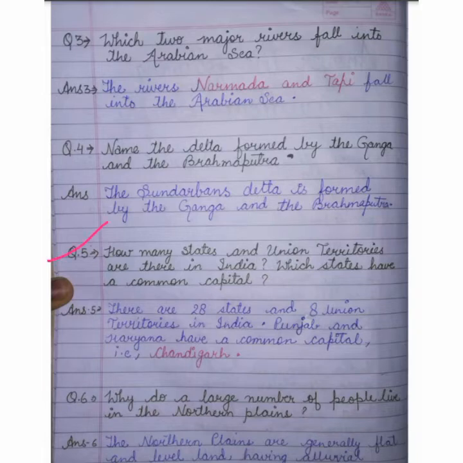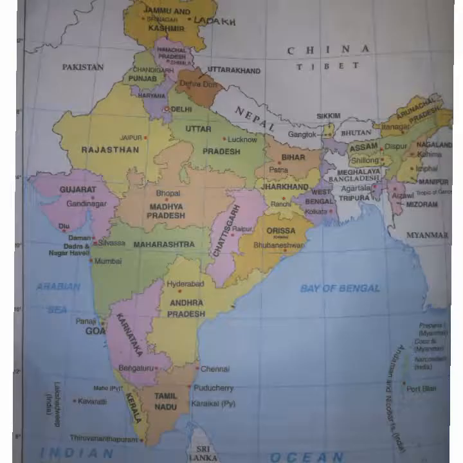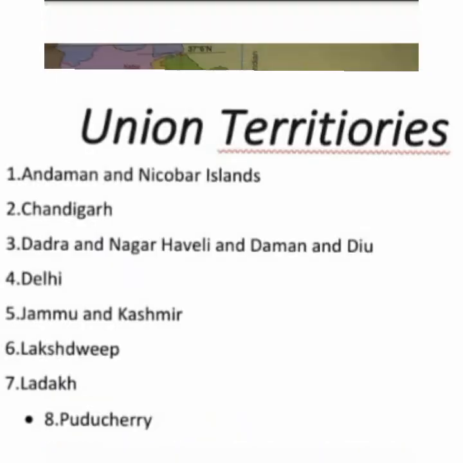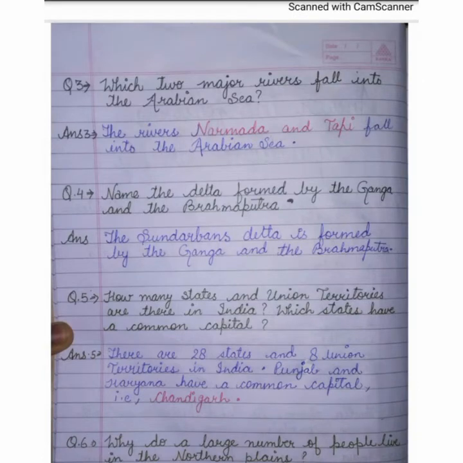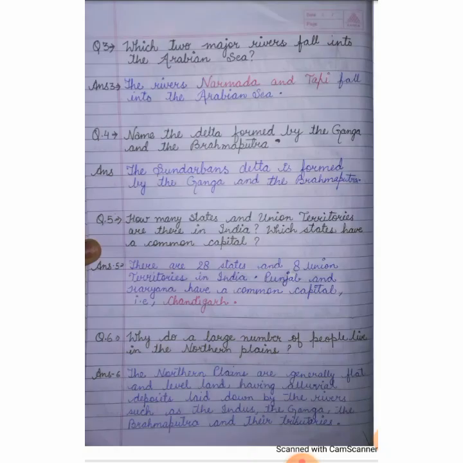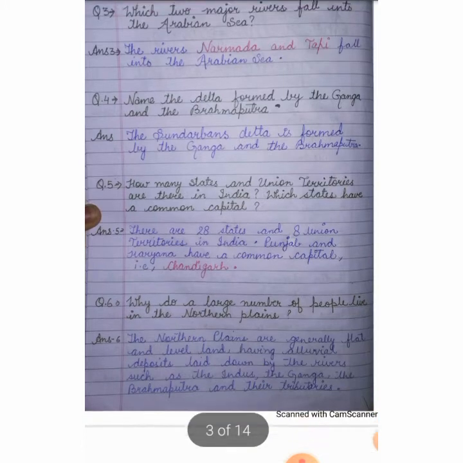Now, coming to question 5. How many states and union territories are there in India? And which states have a common capital? So, you can see the map. There are 28 states and 8 union territories in India. And Punjab and Haryana have a common capital, Chandigarh.